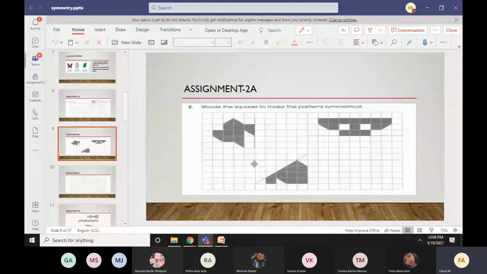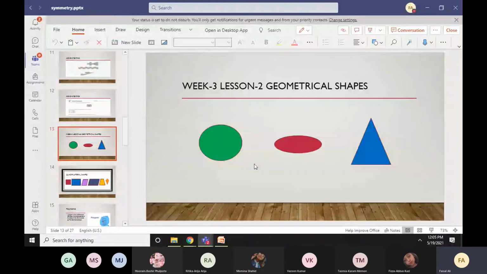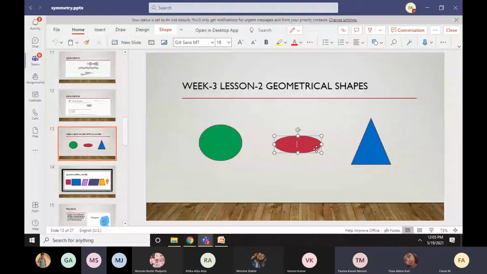Now we are going to today's lecture, that is week 2, lesson 2, geometrical shapes. Can you see these geometrical shapes in front of you on the slides? Yes, sir. Okay, tell me one by one the names of these shapes. The green color shape you are looking at in front, what is the name of the shape? Circle. Okay, this one, the center one? Oval. Okay, what is the name of the third one? Triangle. Good.